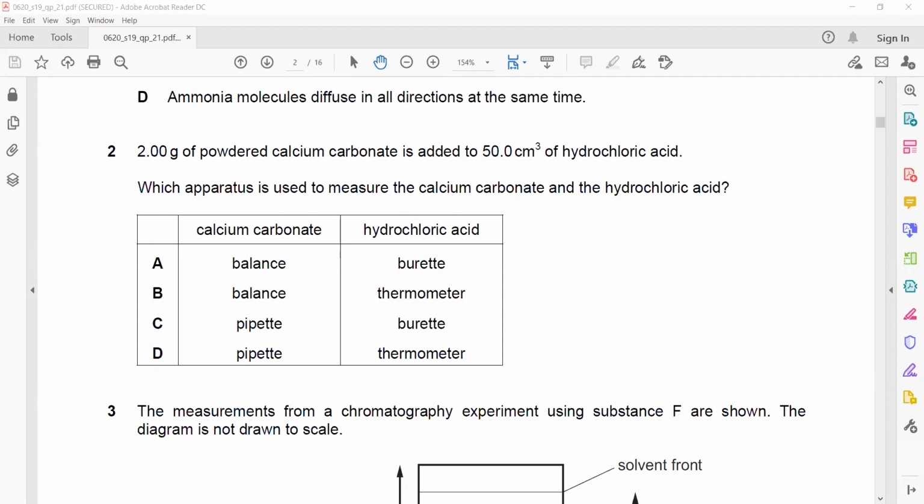Because we are measuring a mass, for measuring a mass we need a balance, and to record the volume we can use a measuring cylinder, a pipette or a burette, but the only apparatus which is correctly mentioned is the burette. So in question 2, A is the right answer.